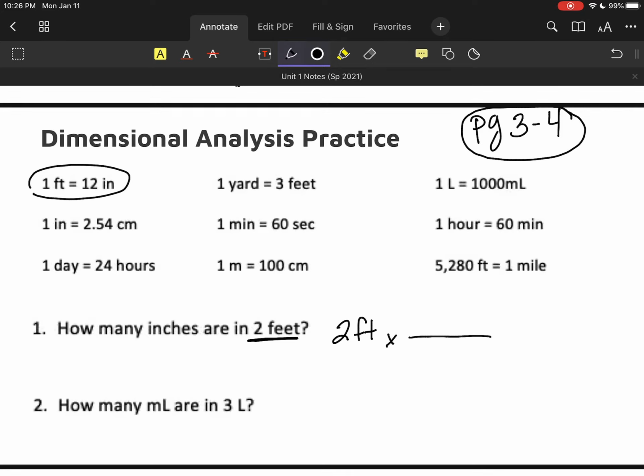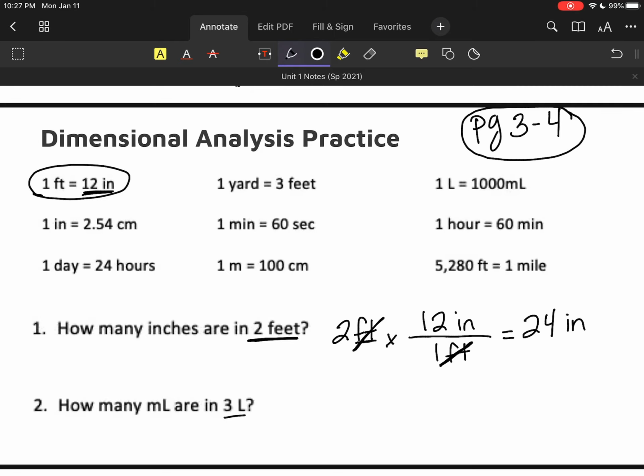So if I know that for 1 foot there's 12 inches, how am I going to set that up in my problem? Since I have feet up here on the top, I want to put the foot down here on the bottom. So 1 foot. And since that's equal to 12 inches, I'm going to write 12 inches on the top. So that means my foot has canceled, and I'm left with 2 times 12, which is 24. And then my units are in inches. Okay, let's look at the next one.